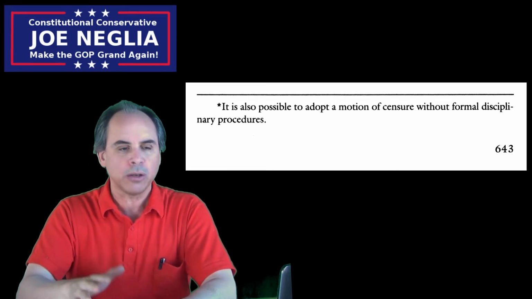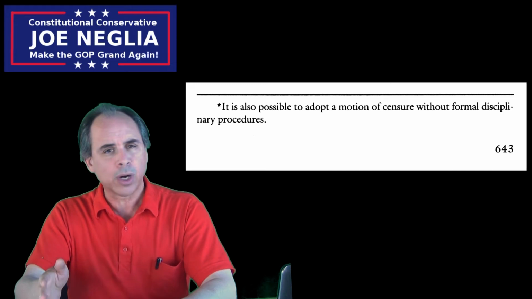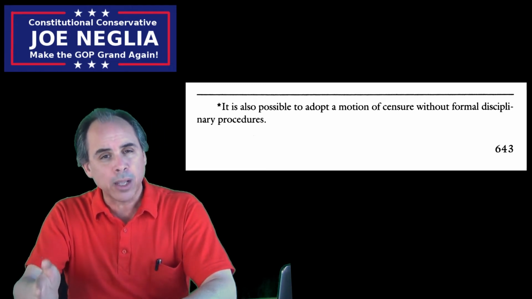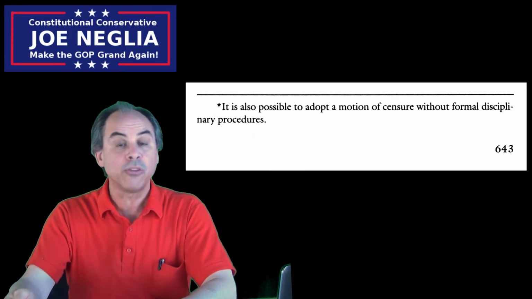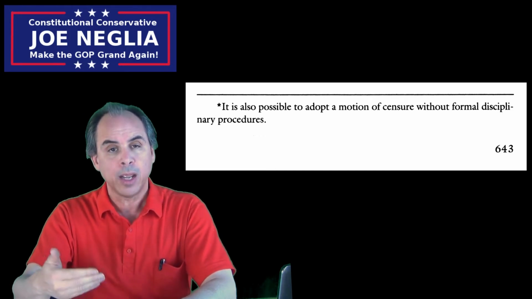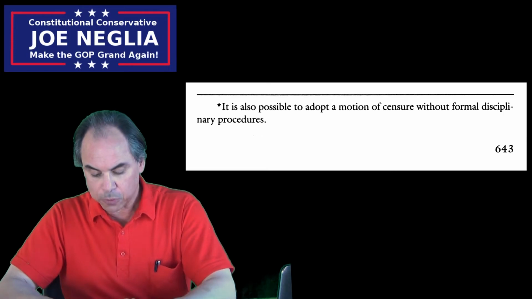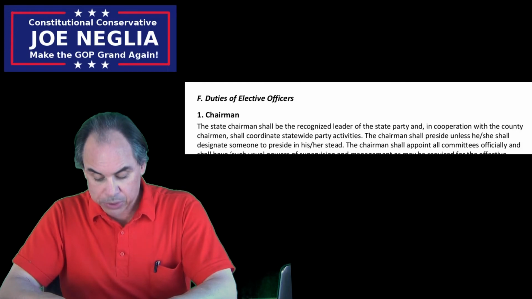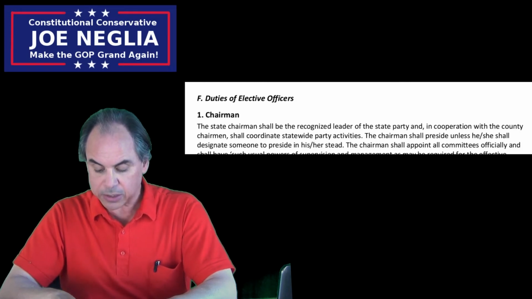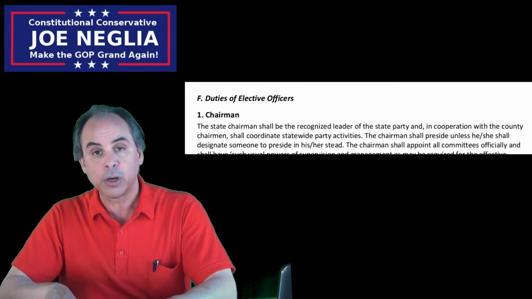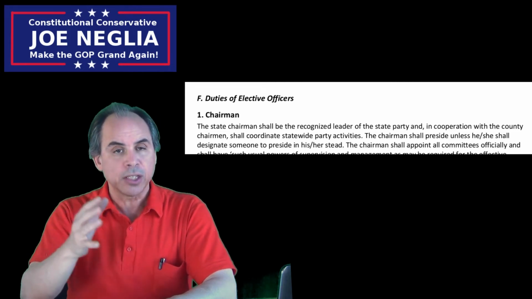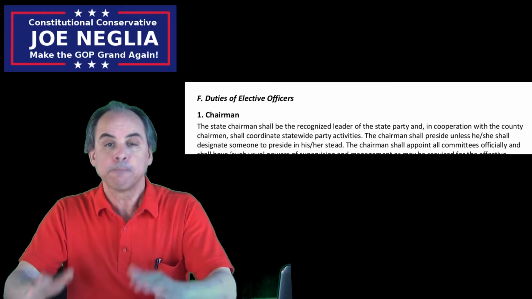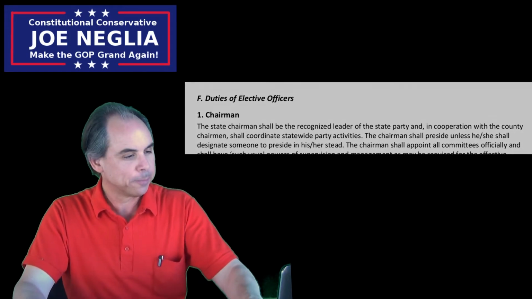One thing before we start, you should recognize the chairman, Robert Graham, is not presiding at this meeting. The Arizona Republican Party bylaws give him the right to designate somebody else to preside for him, and that's what he did. That's Article 4, Section F, Paragraph 1 of our bylaws. Quote, "The chairman shall preside unless he or she shall designate someone to preside in his or her stead." So Robert Graham designated this particular presider to preside for him over this part of the meeting. So let's watch and see what happened.